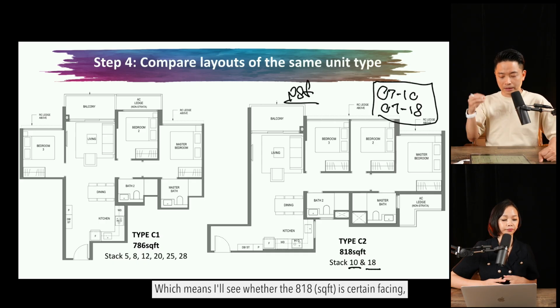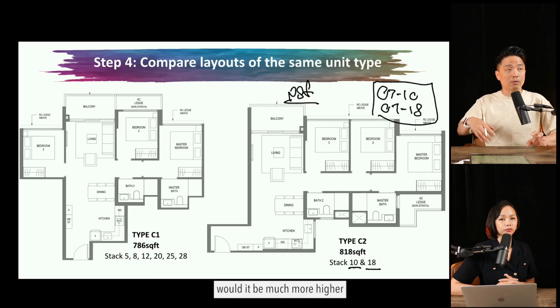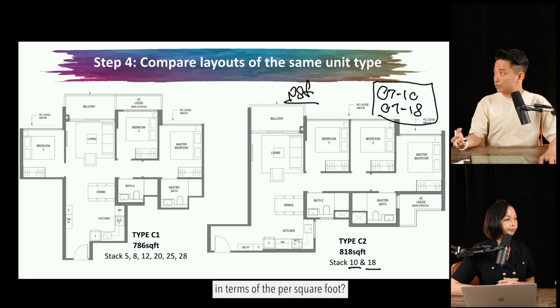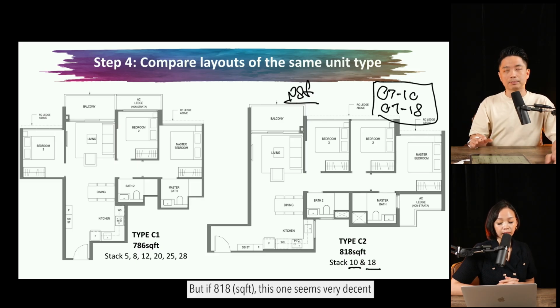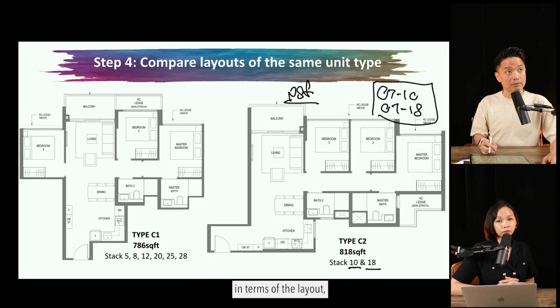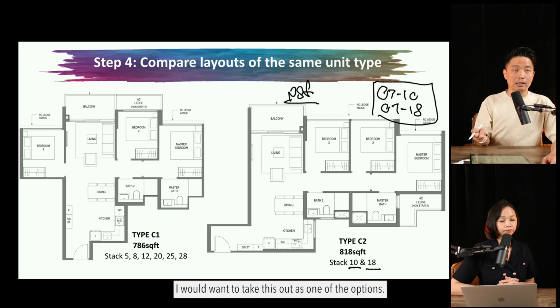Which means that I will see whether the 818, if it is a certain facing, would be much higher in terms of the per square foot. Plus, I have to see the layout lah. So if 818 all the space are wasted, then I will focus on 786. But if 818 seems very decent in terms of the layout, I would want to take this out as one of the options.